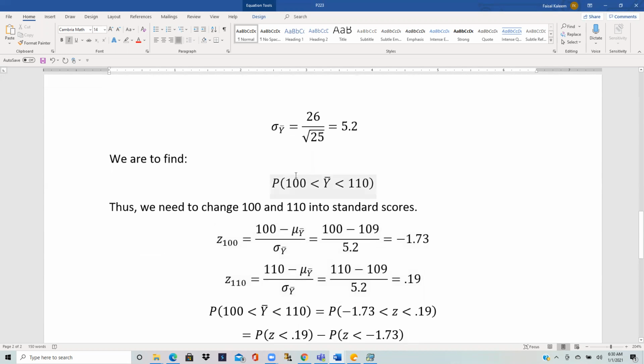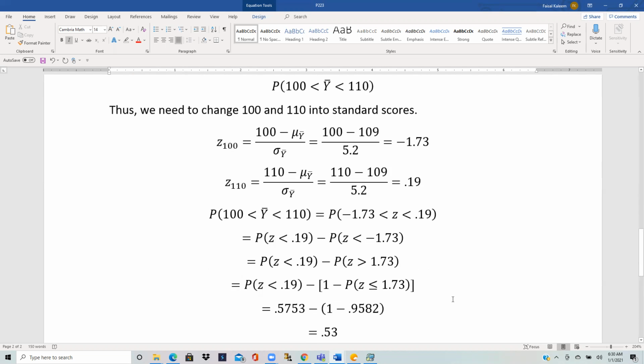Therefore we'll need to change the 100 and the 110 into z-scores. So z of 100 would be 100 minus mu of Y bar over sigma of Y bar, which is 100 minus 109 over 5.2, equals negative 1.73. Similarly, z of 110 will be 0.19. So the probability that Y bar is between 100 and 110 is the same as the probability that Z is between negative 1.73 and 0.19. That's the probability Z less than 0.19 minus the probability Z less than negative 1.73.